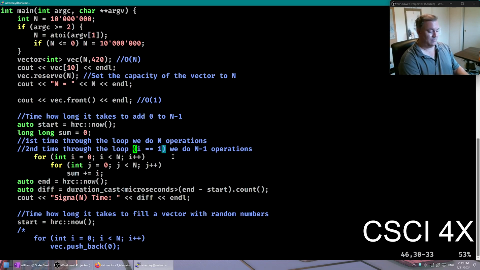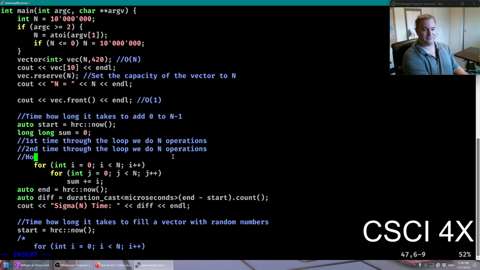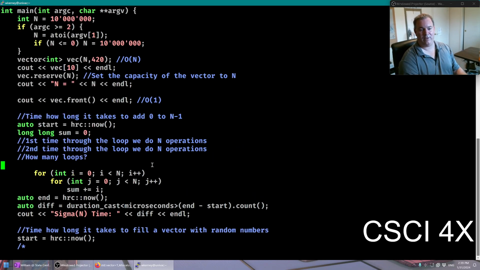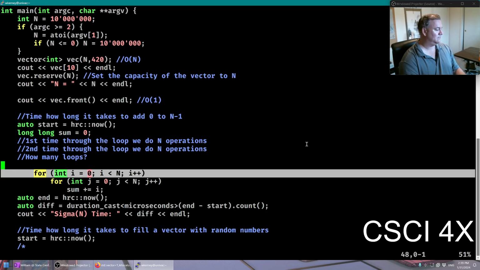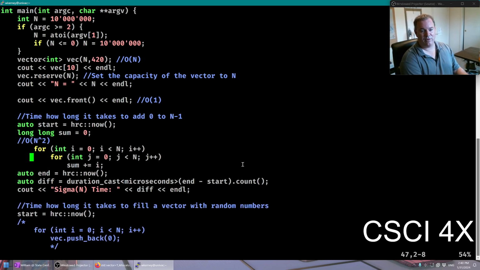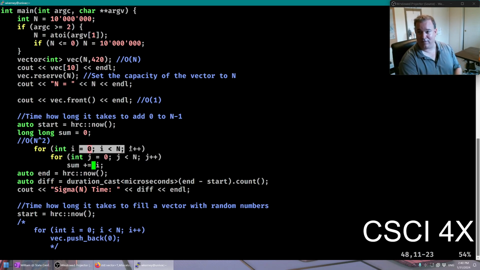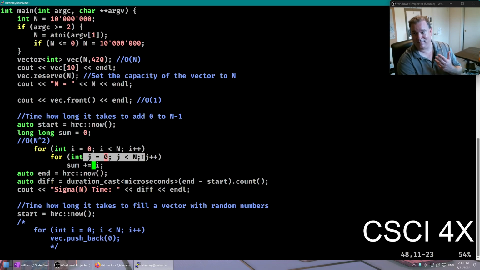Second time through the loop, we do n operations. How many loops do we do? How many times does this loop? We do n operations n times. So this works out to be order n squared. In fact, most of the time when you see an algorithm that looks like this, with this level of indentation, a nested for loop, where this one is 0 to n, that says n times do n work. n times n is n squared.